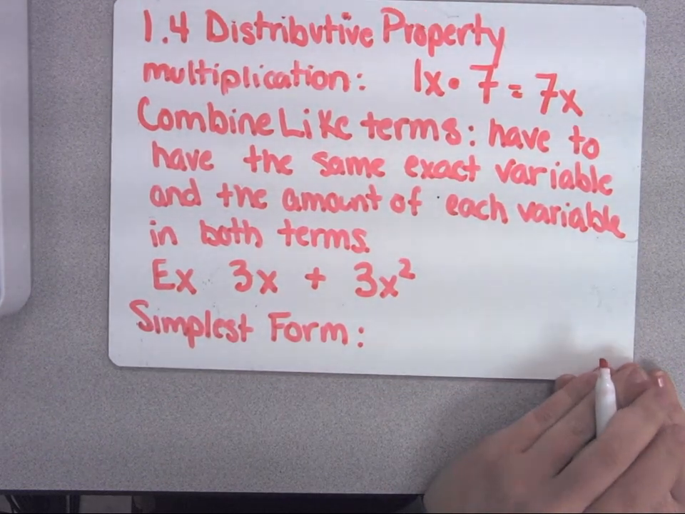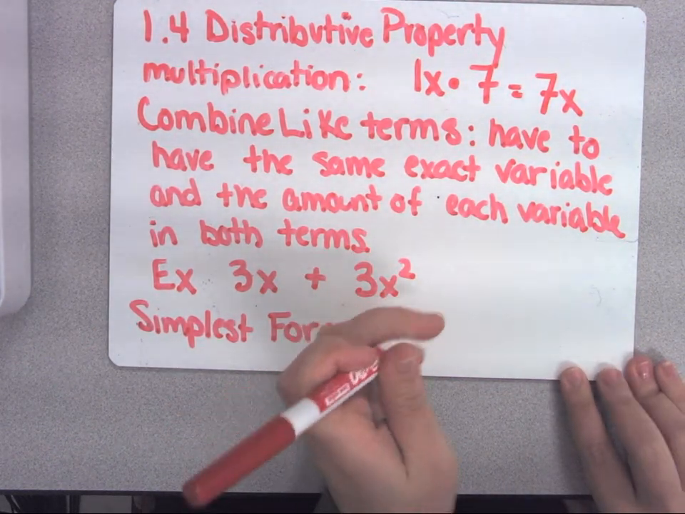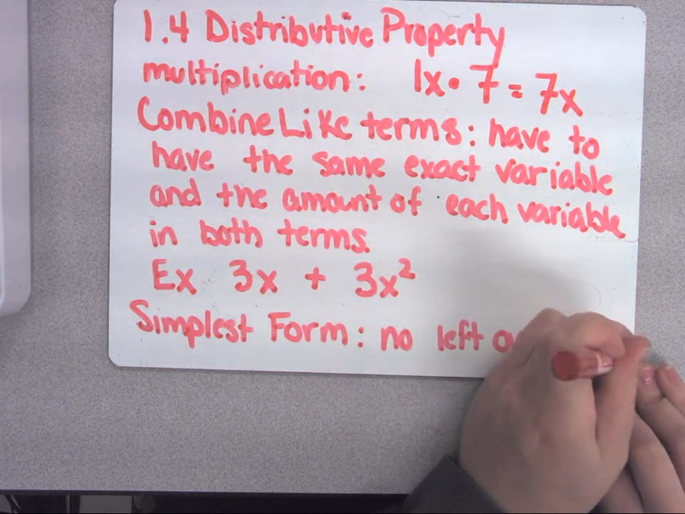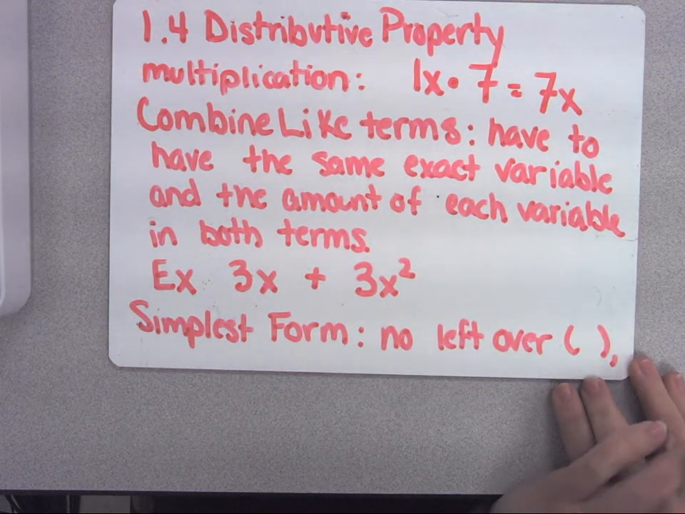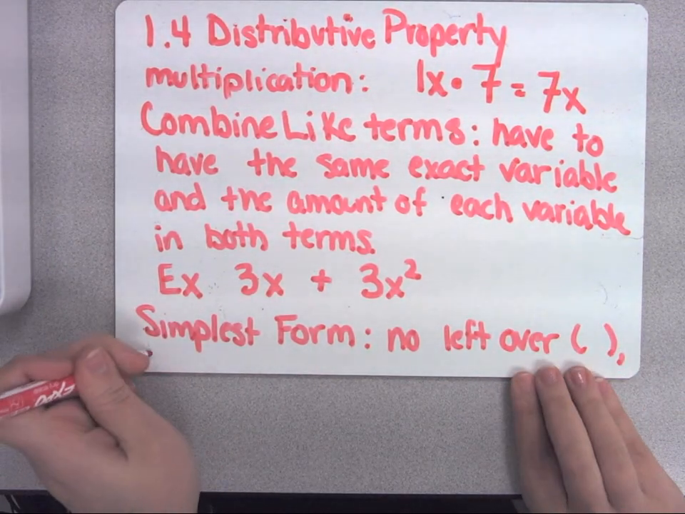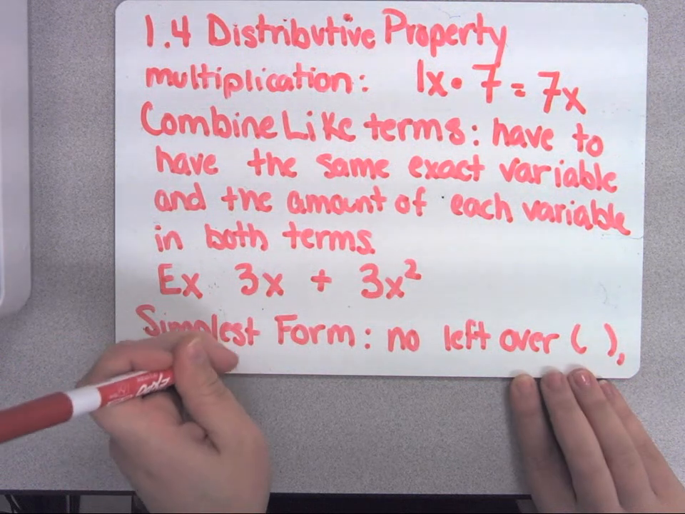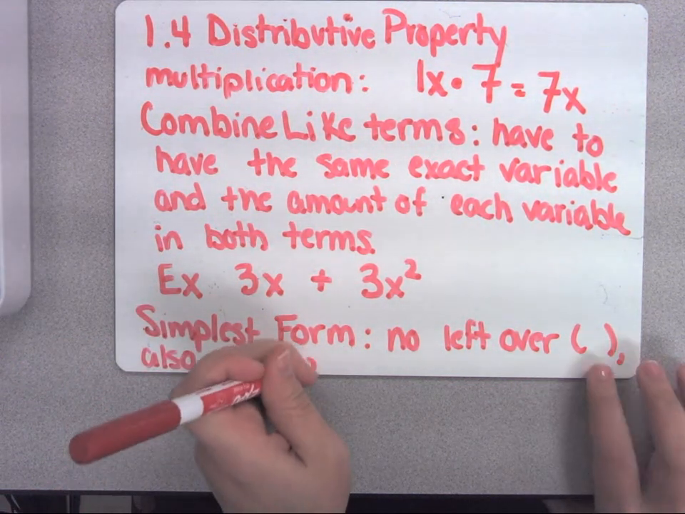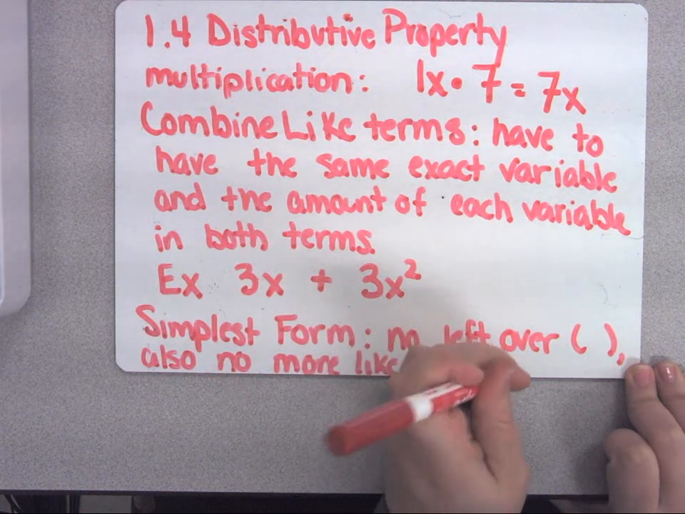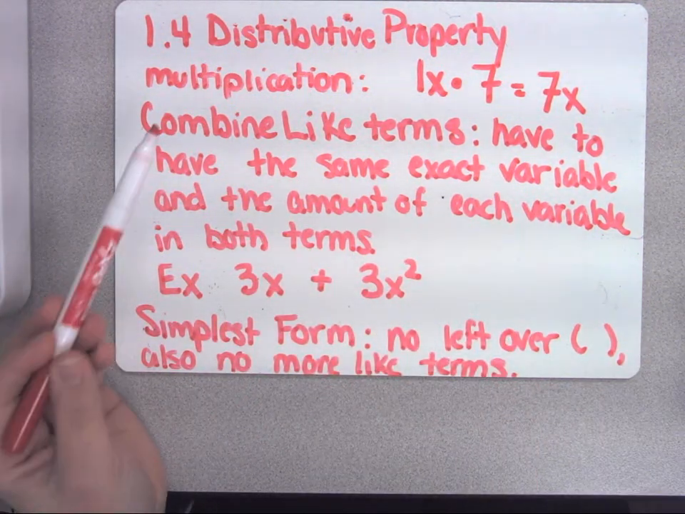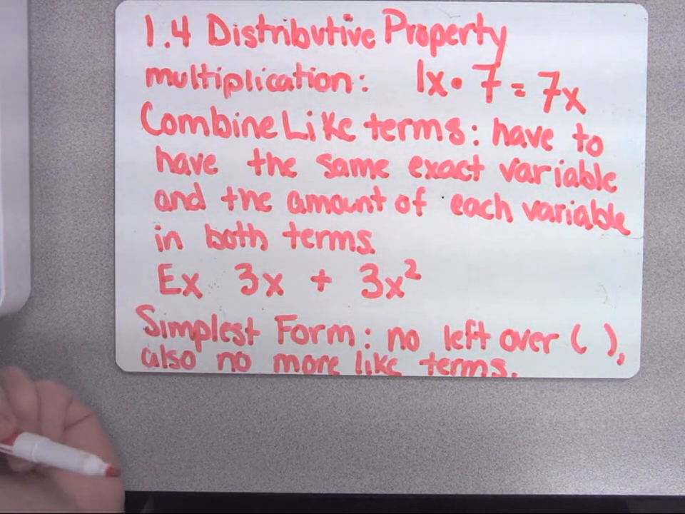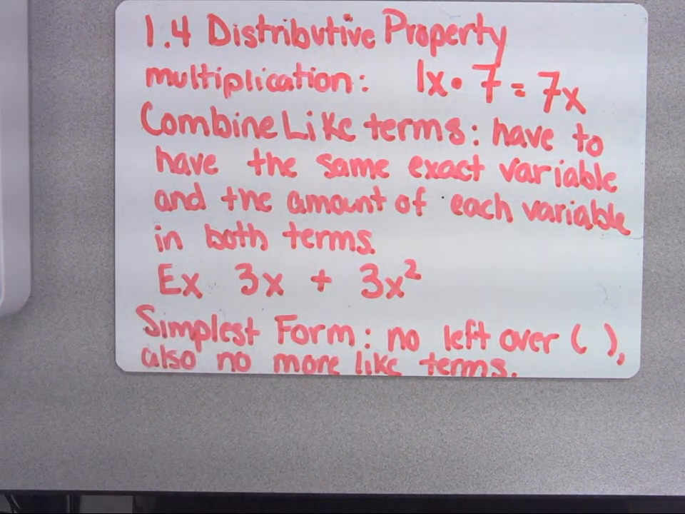What this means is we have no leftover parentheses. You should never have parentheses left over. That's why we're talking about distributing, because we should be doing that thing. Also, no more like terms. Because if not, why would we be talking about distributing and combining like terms if we haven't done those things? Right? That would make sense to me.